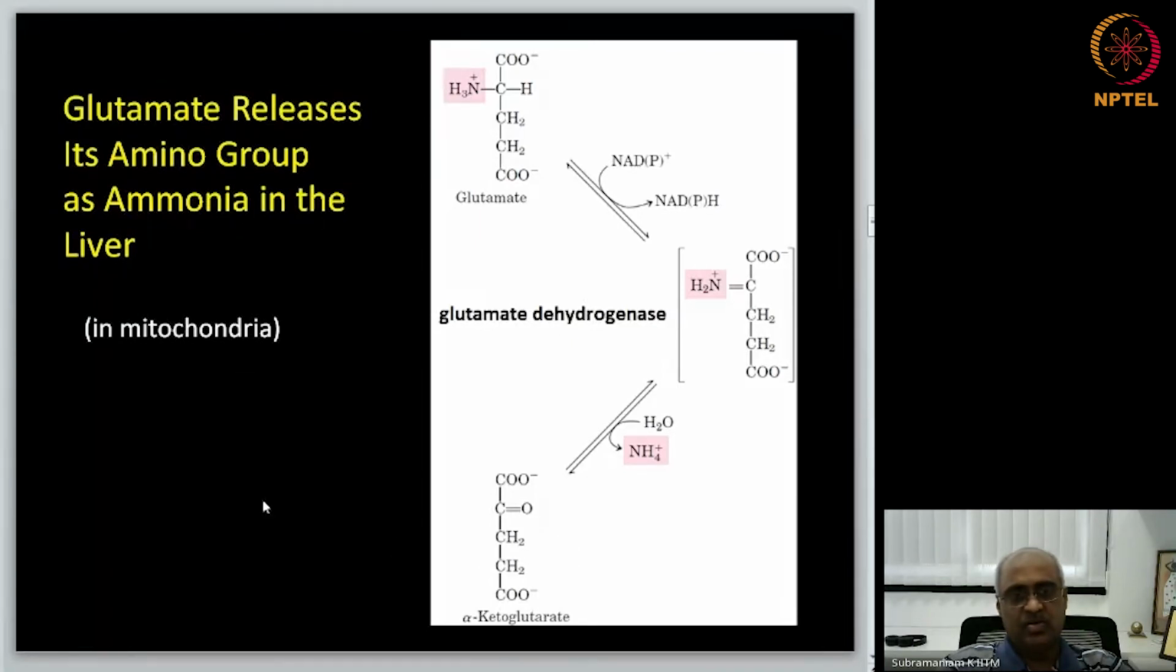So this could either go and participate in a transamination reaction, or it can go into the TCA cycle, depending on the flux through the metabolic network.